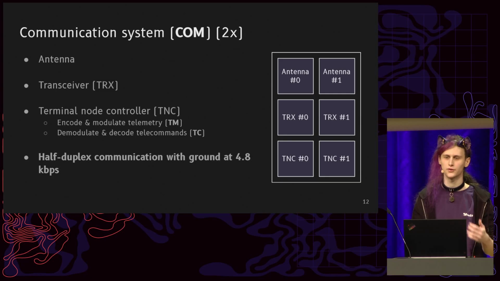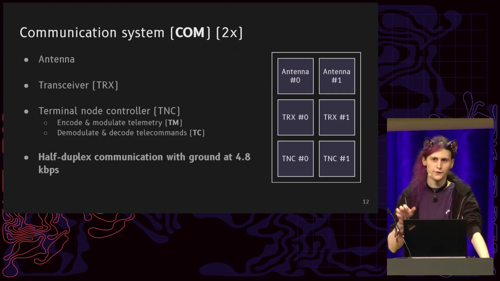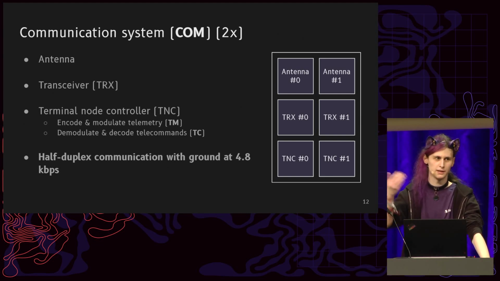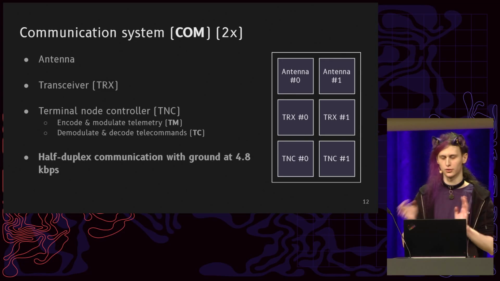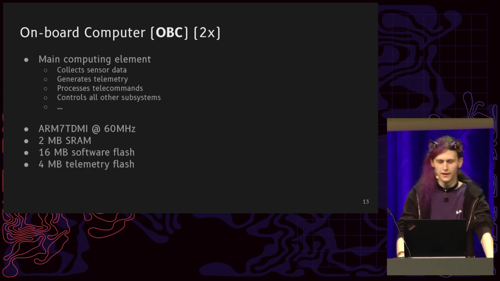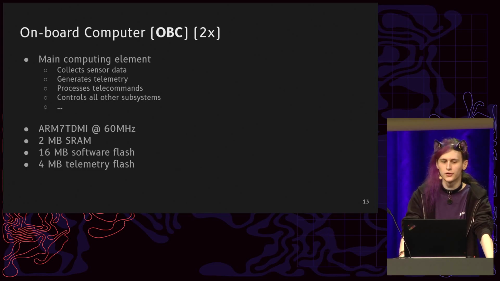And what this gets you is half-duplex communication. Half-duplex in this case means you can only do one at a time. You can't both send a command up and get telemetry down at the same time. So you have to multiplex between these two, and we'll talk about how that's done in a second. The next thing is the onboard computer, and this is really the star of the show.